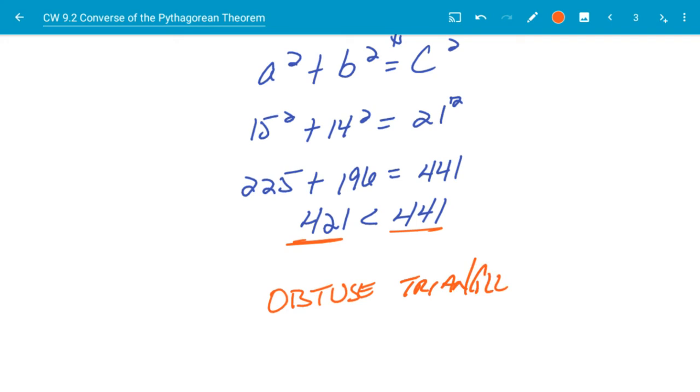And that is how you do those. Make sure that you look over on the other page how to tell whether it's obtuse, acute, or right, and memorize that so that you know what you're doing on that.